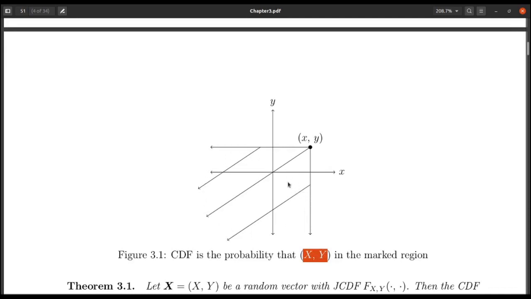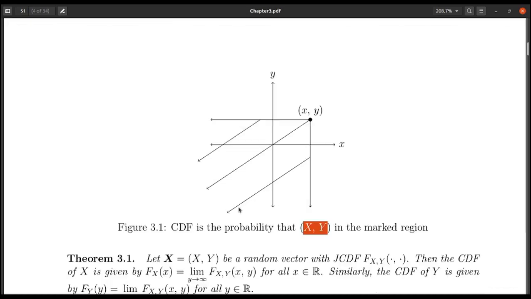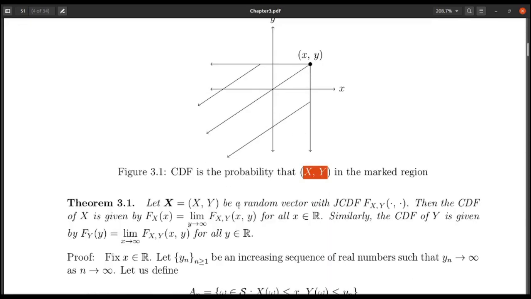Now you can easily generalize this to three dimensions. There you will have an open cube kind of region, and it is the probability that (x, y, z) belongs to this open cube kind of area. Not exactly a cube, but that open kind of cube thing. So that is basically the physical or graphical interpretation of the joint CDF.